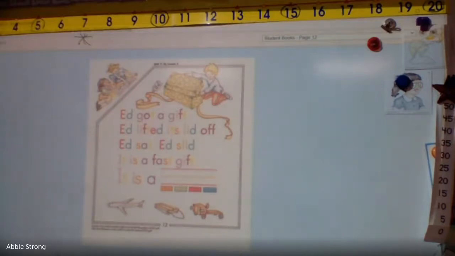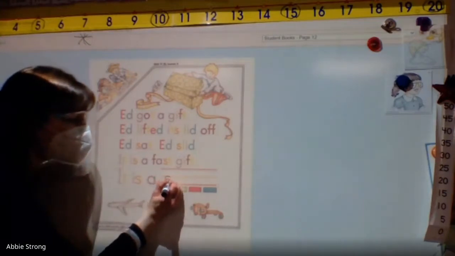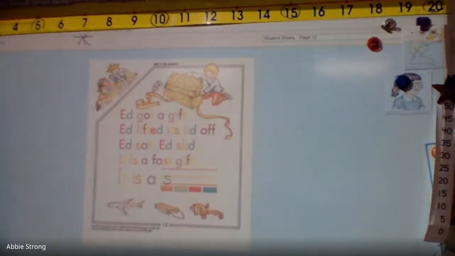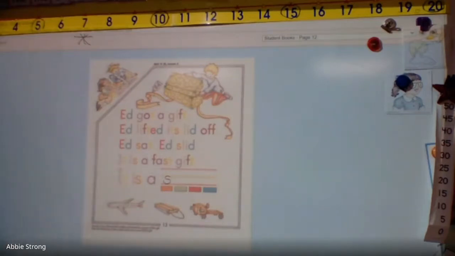S. So I want you to take your pencil. I want you to write the letter S right above this orange box. The S is going to go right above the orange box. It's a lowercase s, so it's not going to be going past that yellow line. That vanilla line is the stopping point. Beautiful.